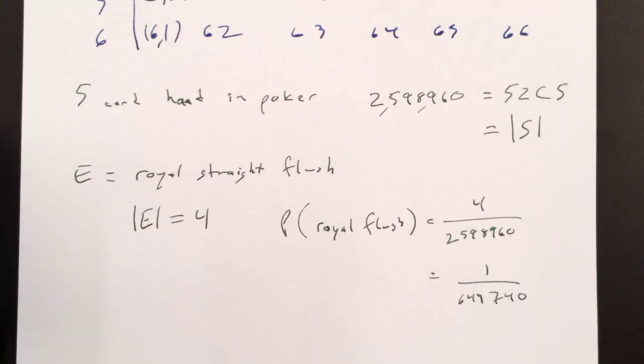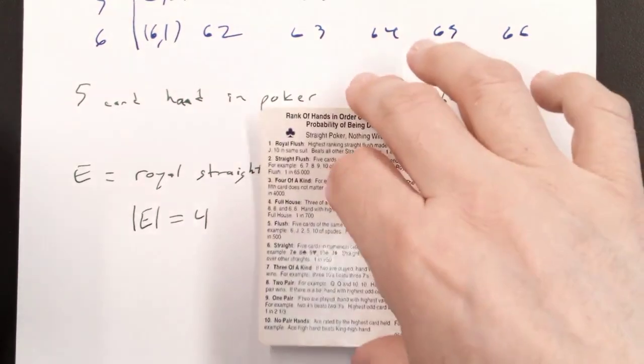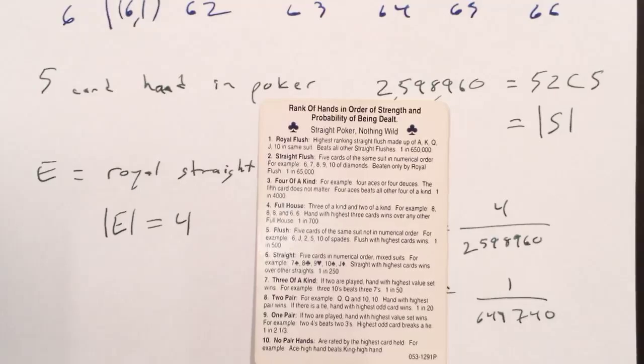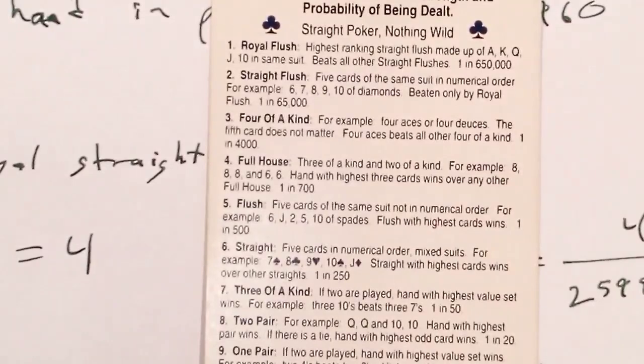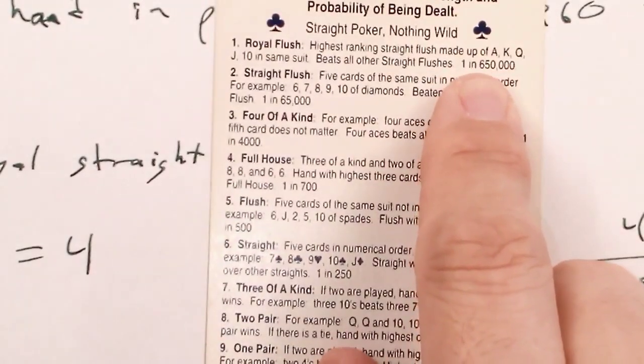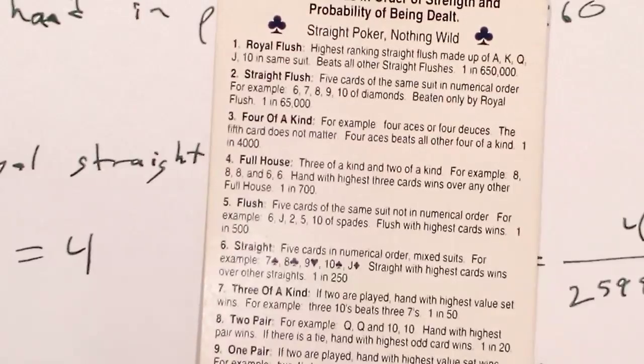When I bought this deck of cards, it came with a ranking card. It assumes you don't know how to play poker. It tells you the strongest possible hand is at the top, and as we go down this list, those hands are worth less and less because they happen more ways. But what do you see at the end of that row right there? The chance of getting a royal flush is roughly 1 in 650,000. That's the number we came up with, isn't it?